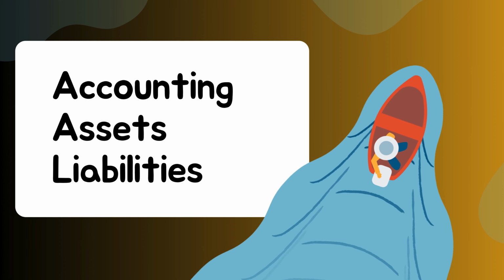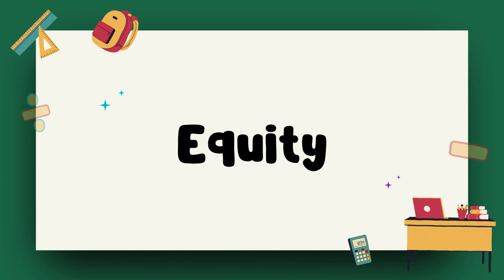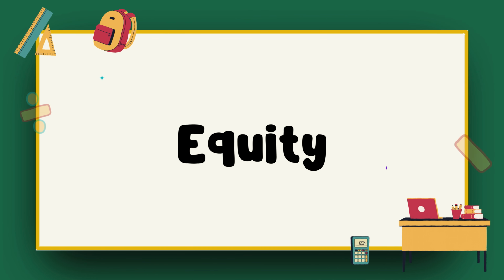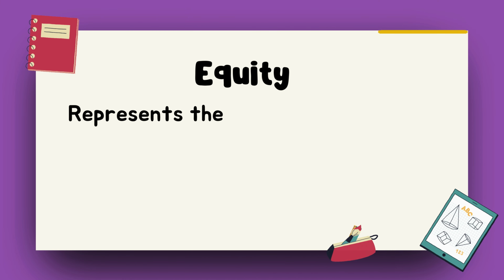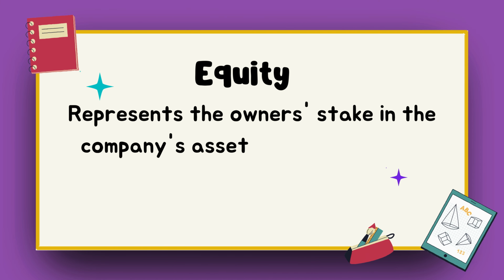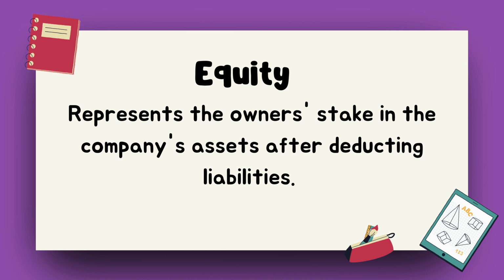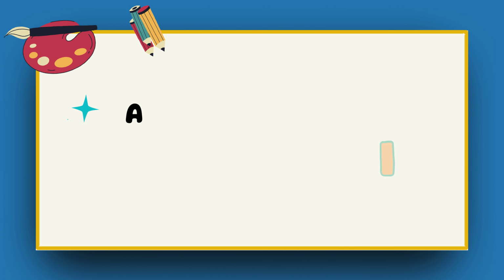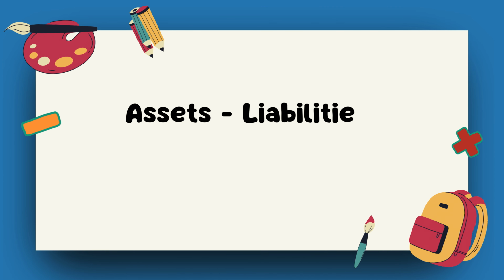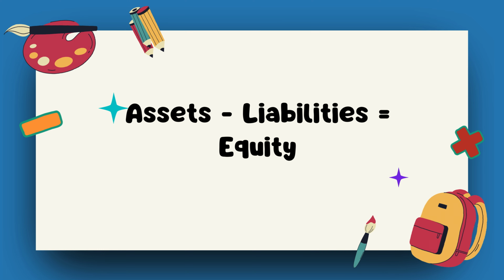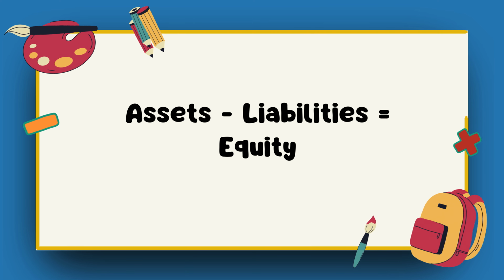We've already covered accounting, assets, and liabilities. Now it's time to understand another key piece of the puzzle, equity. In simple terms, equity represents the owner's stake in the company's assets after deducting liabilities. Think of it as the net worth of the business. What would be left for the owners if all the assets were sold and all the debts were paid off?